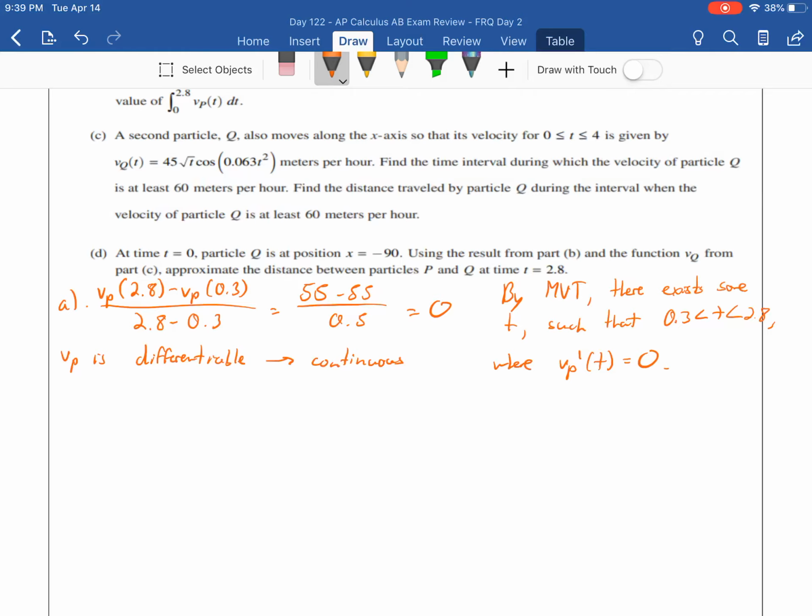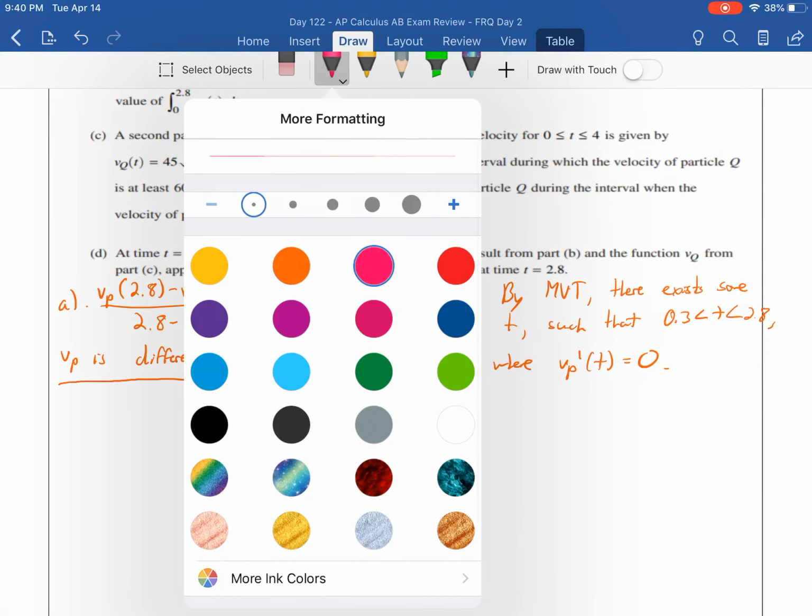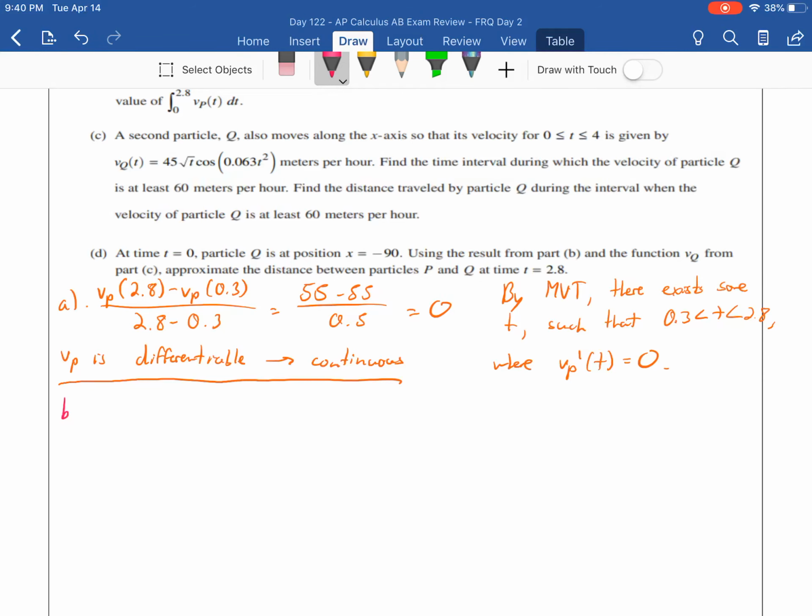Typically, when you're using the mean value theorem, you do have to state the conditions as well. So to be safe, I would make sure you mention the fact that since the problem tells us it's differentiable, hence continuous, we can use the theorem. So that's part A, the mean value theorem. So now look at part B.